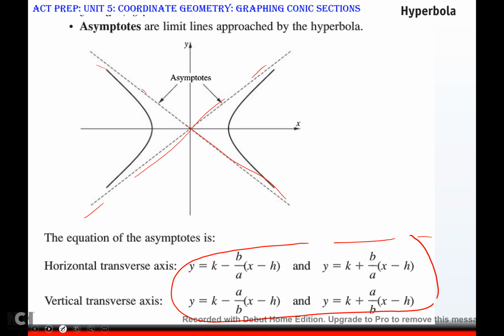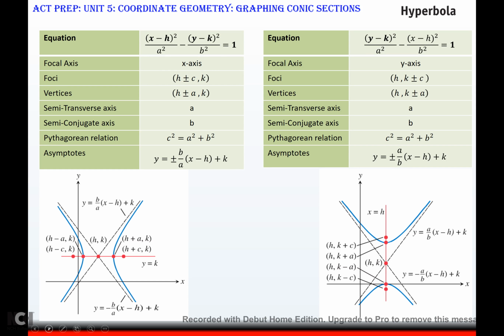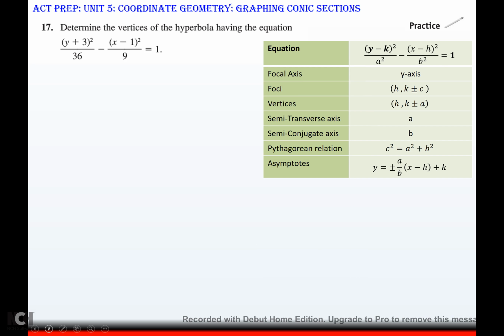Now, I kind of liked my notes a little bit better than their notes. So I put my notes on here, and I'm going to use my notes. It says the same stuff, I think just a little more succinctly, and it puts everything on the same page. All right, so it says determine the vertices of the hyperbola having the equation.